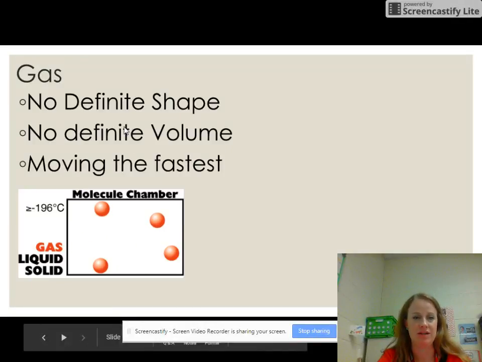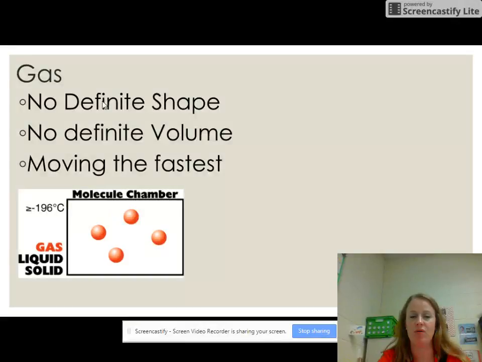Lastly, for gas, gas does not have a definite shape or a definite volume. And if you look, the molecules inside are the most spread out and they are moving the fastest.